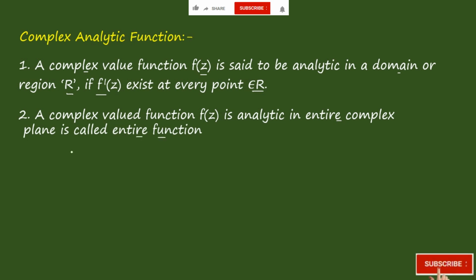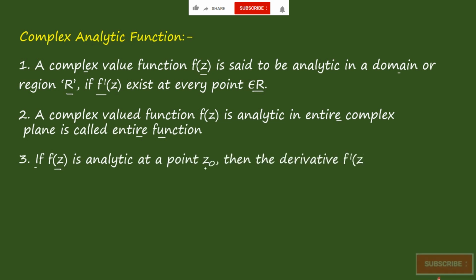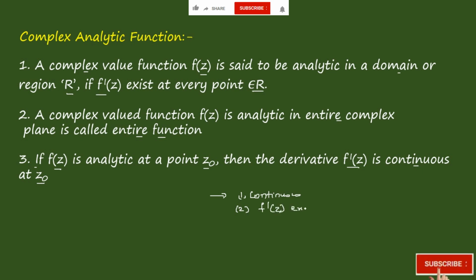Okay, now come to the next one. If f of z is analytic at point z0, then the derivative f dash of z is continuous at z0. Okay, by reading all these points, you have to remember only two points. It should be continuous, and second, f dash of z should exist. Right. Now, by using some methods, we can find whether the function is an analytic function or not. Let us see it.